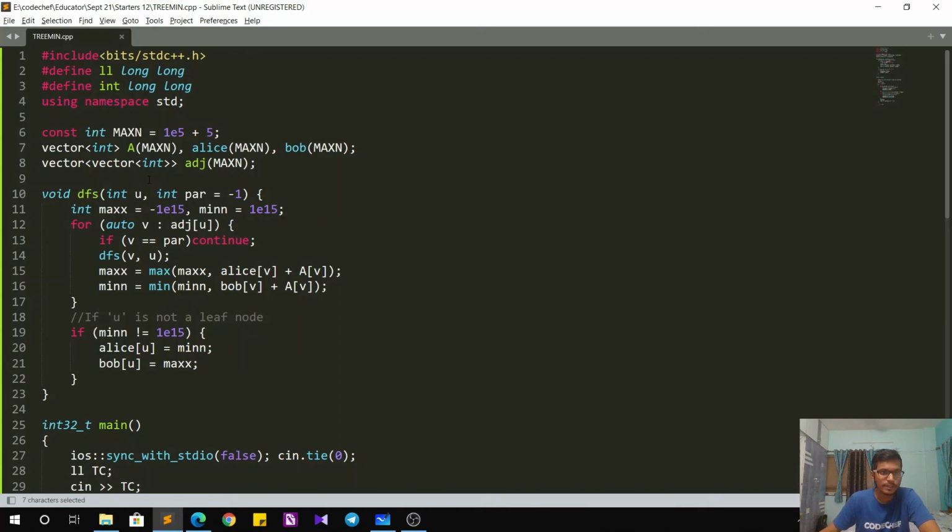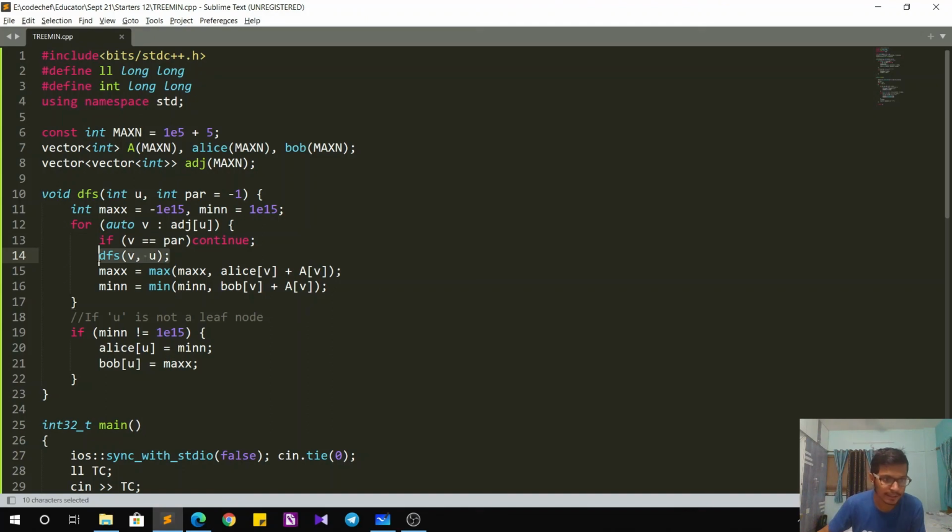So in DFS, we have the current node u and the parent node. Parent is initially -1, the default value. Then I initialize two values, max and min, which are respectively a very negative number and a very big positive number. Now I iterate over all the children of u. The child should definitely not be equal to the parent because it's a tree. So I go to the child and apply DFS over there.